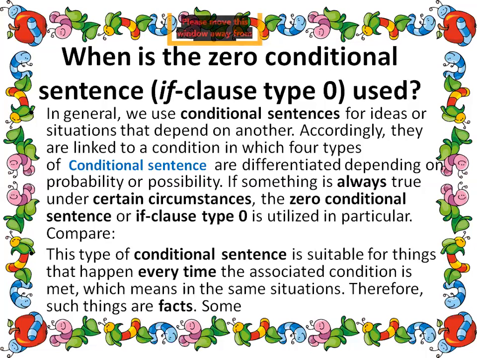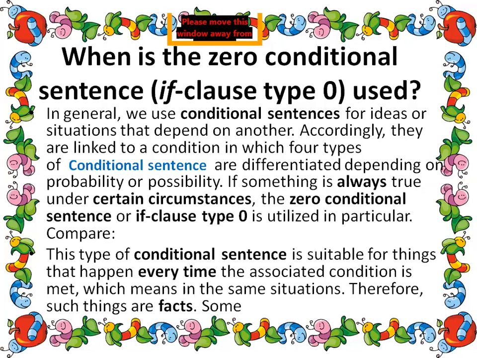ओके, अगर तुम ज़्यादा टेलीविज़न देखते हो तो तुम्हारी आँखें कमज़ोर हो जाती हैं. These are some universal truths you may say. These are some true realities, true possibilities which are under circumstances which are very certain. ठीक है, then we use the zero sentences or if clause type zero, it is utilized in that particular part. Now we have to compare: this type of conditional sentence is suitable for things that happen every time the associated condition is met.